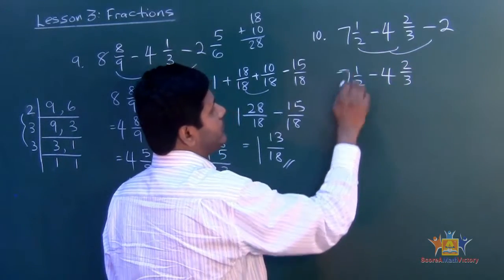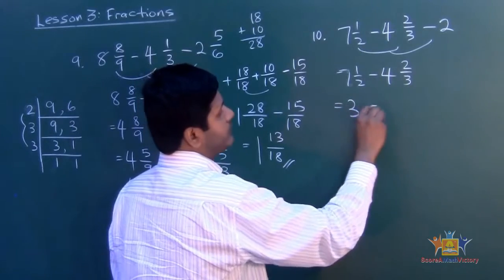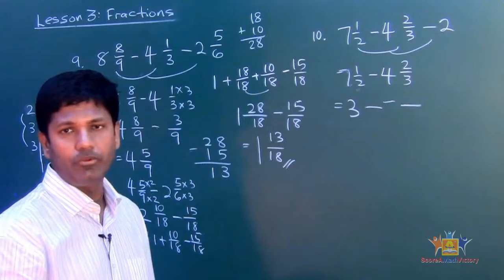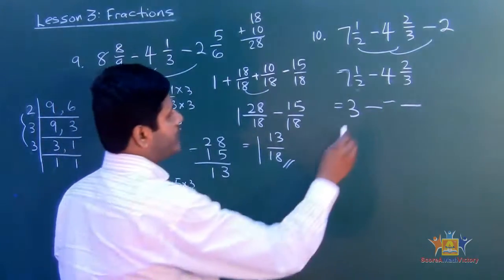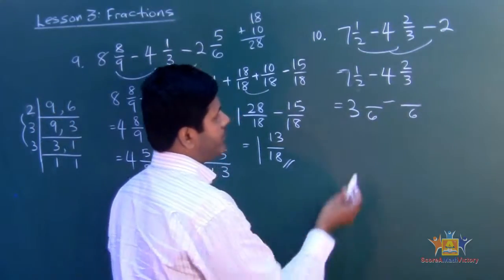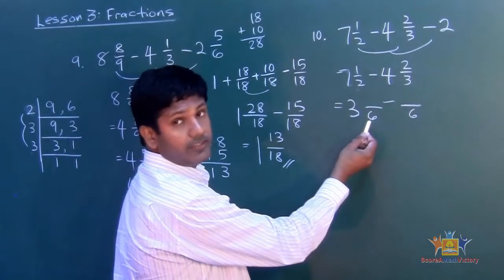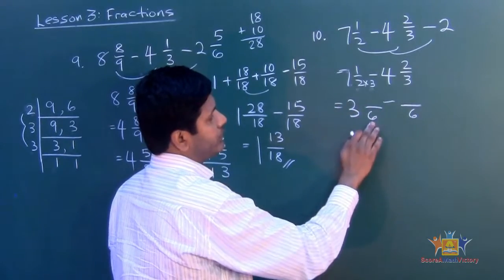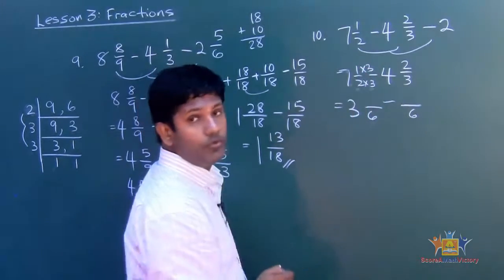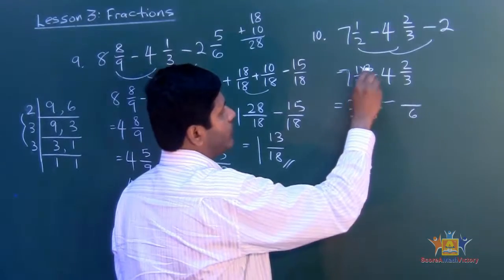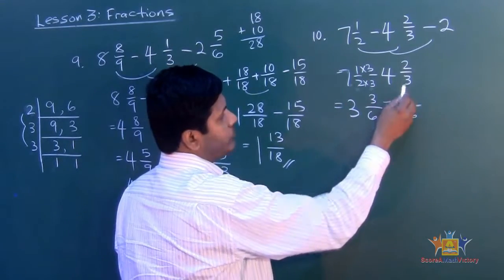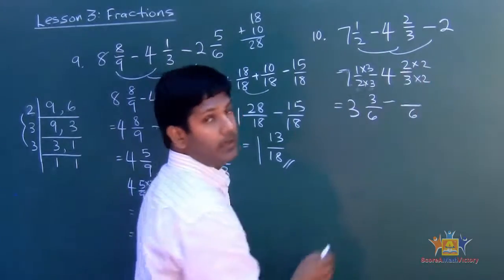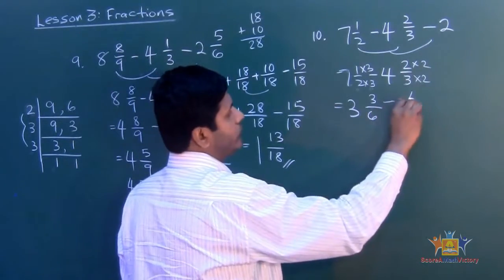So 7 minus 4 is 3. And what's the common denominator or lowest common multiple for 2 and 3? 6. Okay, so we're going to make 6 our common denominator. So how do I go from 2 to 6? By multiplying by 3. Okay, 2 times 3 is 6. That means I'm also going to multiply the numerator by 3. So that makes it 1 times 3 is 3. How do I go from 3 to 6? I multiply that by 2. That means the numerator I also multiply by 2. So 2 times 2 is 4.